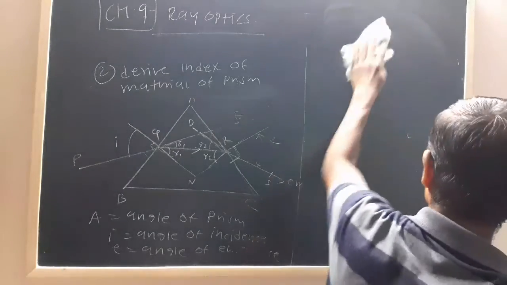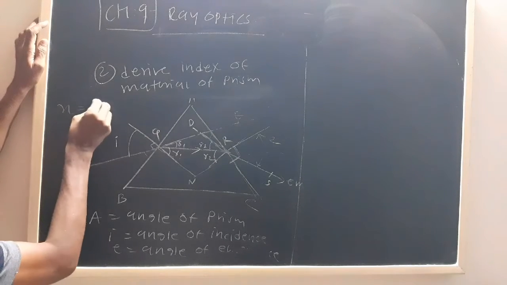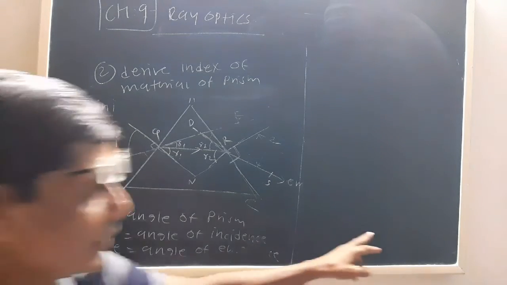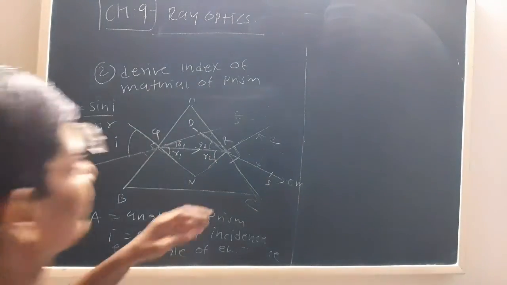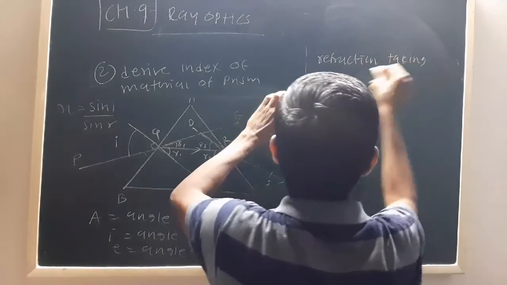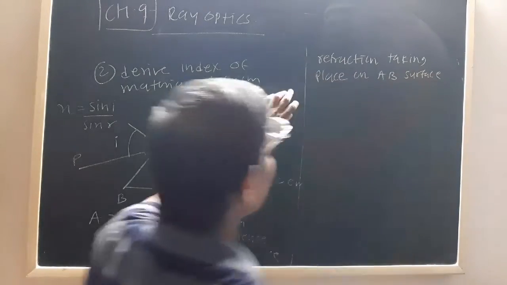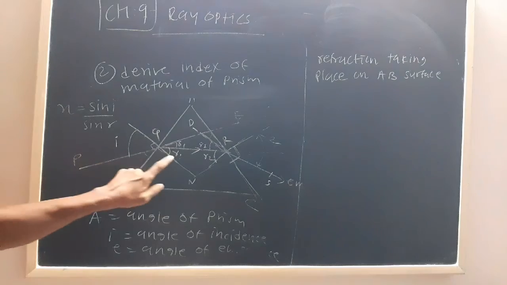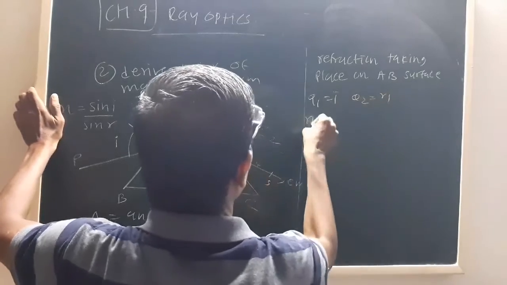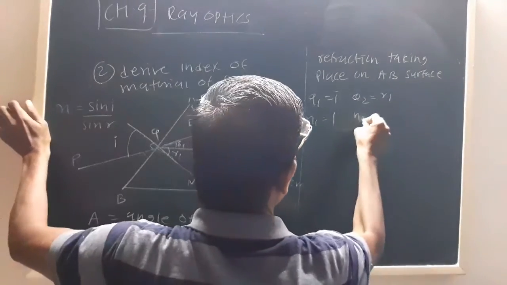Now we have to obtain r, because our equation is: refractive index of the material is sin i upon sin r. The i we have obtained is (A plus Dm) by 2. Now consider refraction taking place on the AB surface. This will be theta 1, this will be theta 2. Theta 1 is equal to i, theta 2 is r1. When a ray travels from air to prism, n1 is 1 and n2 is n.